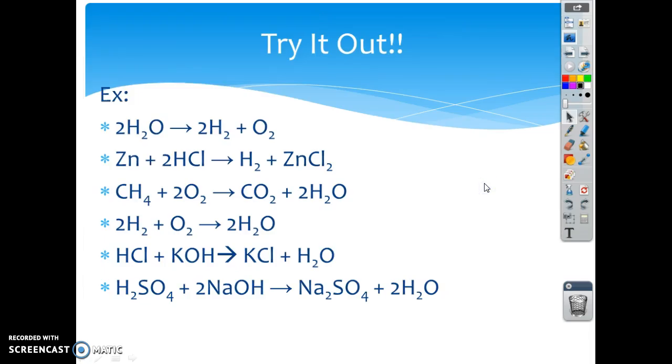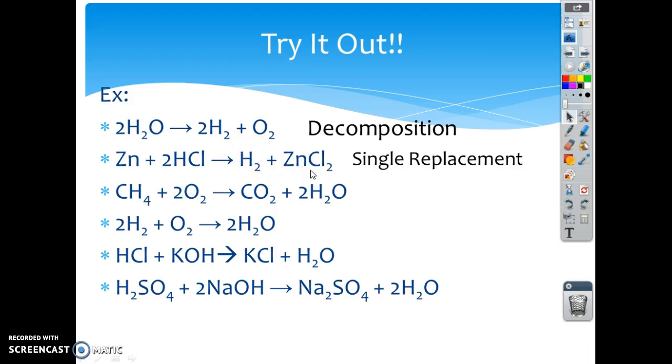Okay, so let's practice. What do you think this first one is? Well, there's a plus sign on the right and not on the left, so it must be something that is decomposing. In this next one, I have a single guy who comes over, kicks out somebody else, and makes him single. So that must be single replacement.